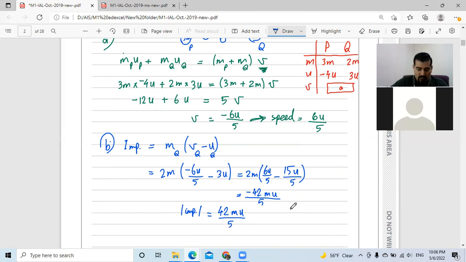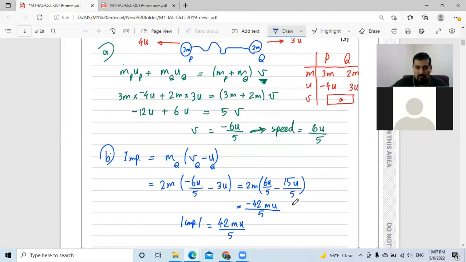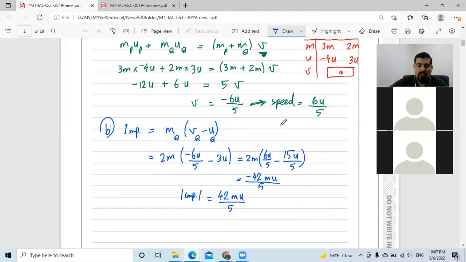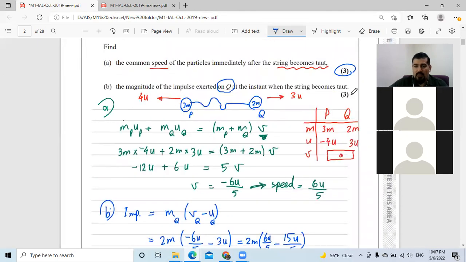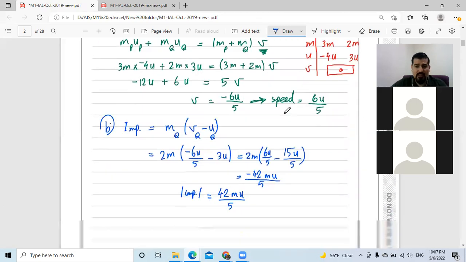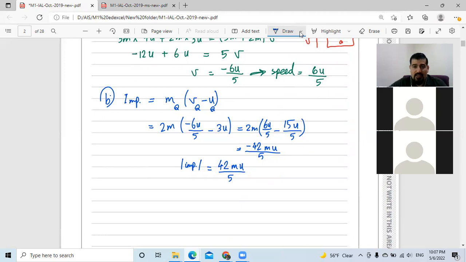Any question? Is it clear? Yes, clear so far. Alhamdulillah. As you can see here, it's 3 plus 3, 6 marks. That means 7.5 minutes. We did it in a few minutes with explanation. You can do it faster than me if you practice well during the exam.